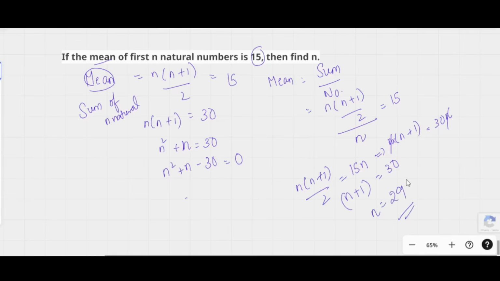Always try to be very logical, simplify it in a very easy way, and don't complicate the question. These are the silly mistakes that most of us students will make. So please ensure not to make this kind of silly mistakes, and be careful.